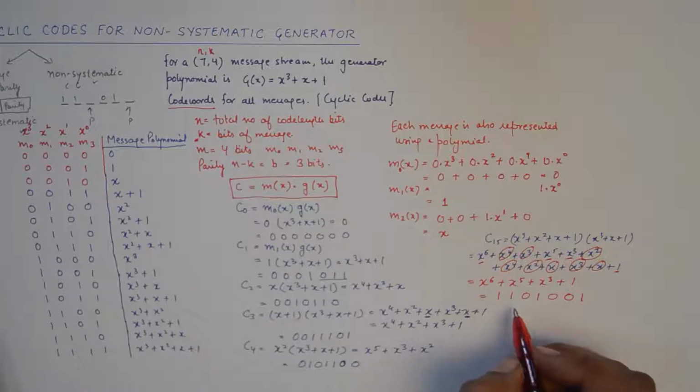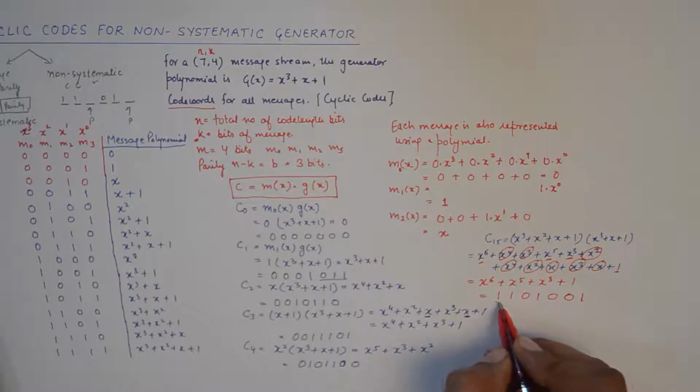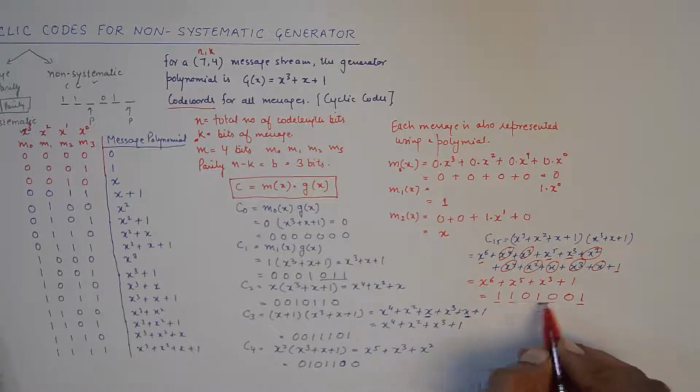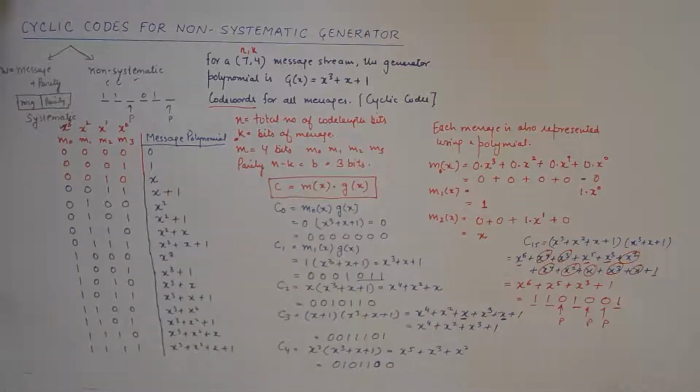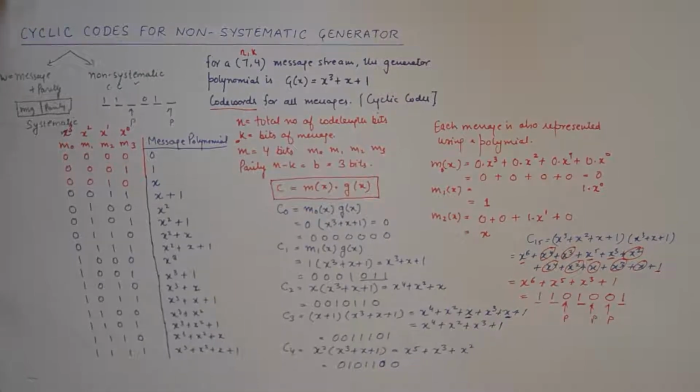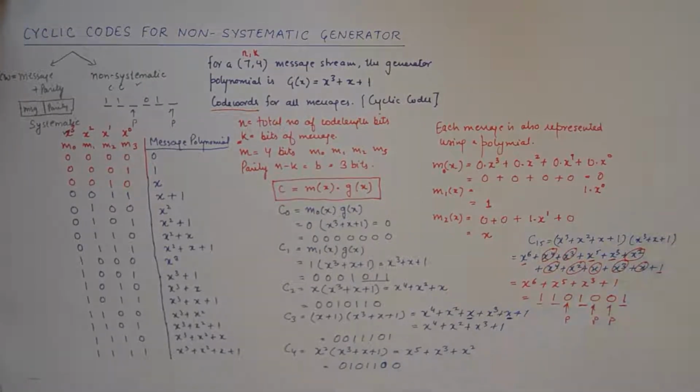Now here in this specific code word, we have a 1111 message, and it is sandwiched between three parity bits. These are the parity bits. So that's how it's a non-systematic generator that has parity bits sandwiched between the code words.